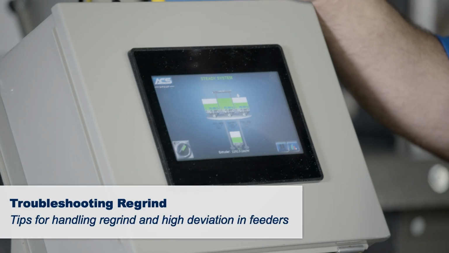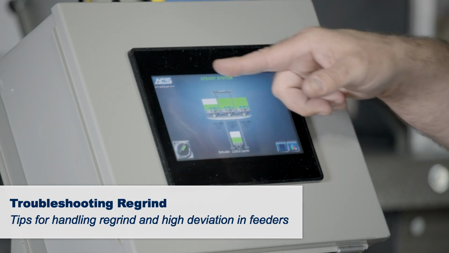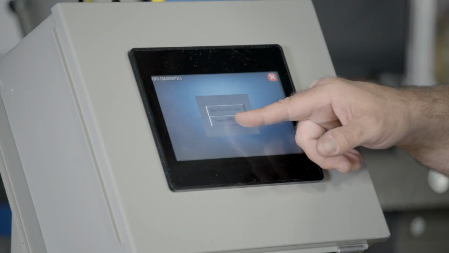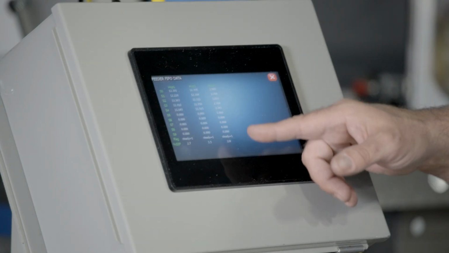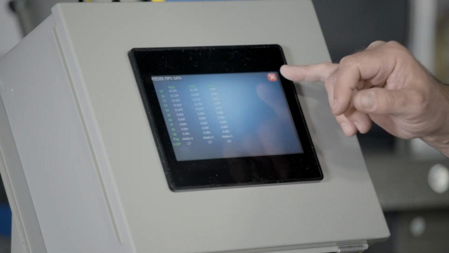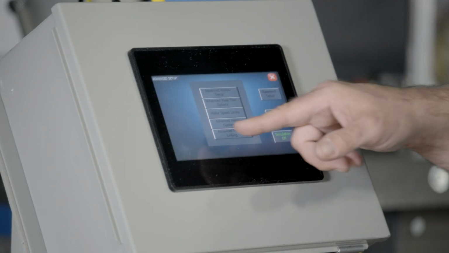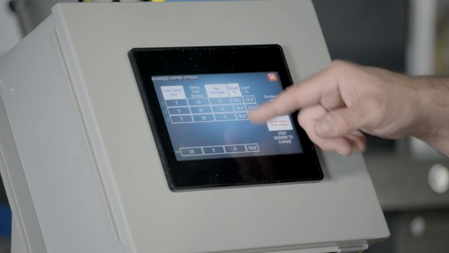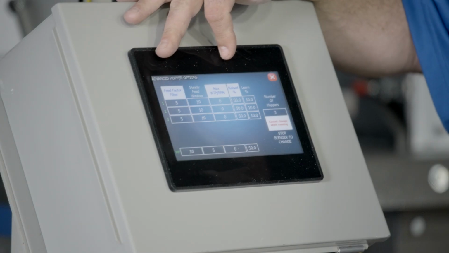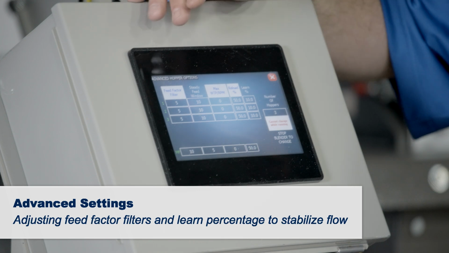So if you're running material, like if you're running a lot of regrind through one of your hoppers and you're never getting a steady flag, things to look at: you can go to your FIFO diagnostics, under feeder diagnostics, look how far off your percent deviation is, look at your samples. Some things you can do, if you go under your advanced settings and under your advanced hopper setup, you can make some adjustments here to dampen out the variation. Regrind varies a lot as it flows. You might not have consistent particle size.